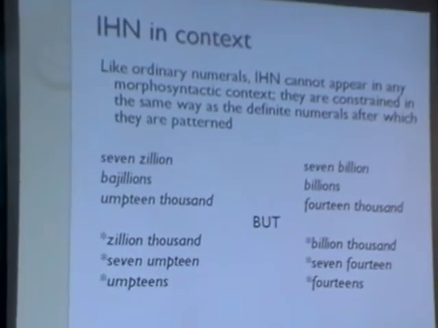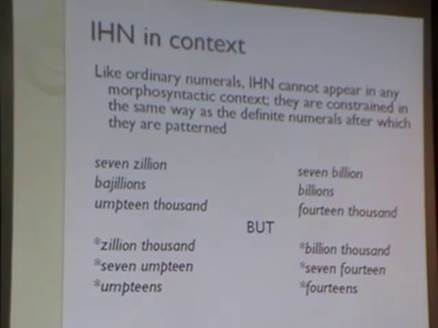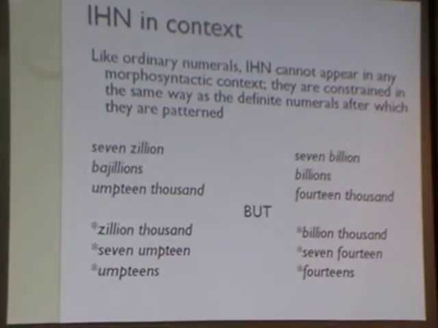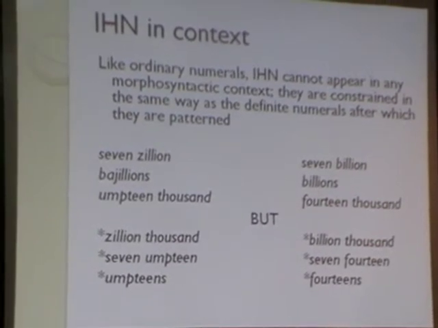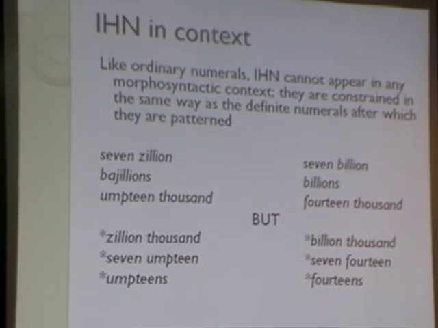Now, here we see that IHN do indeed behave like the numerals after which they're patterned. So as you can see, zillion is patterned after billion, bajillion might be patterned after billion, and you could say bajillions, but you can't say, acceptably, something like zillion thousand, in the same way that you can't say billion thousand. This is irregular and would be judged by most listeners to be marked at the very least. So this is one of the ways we recognize indefinite hyperbolic numerals: they combine with other numerals, or they're patterned in the same way that an ordinary numeral might be.